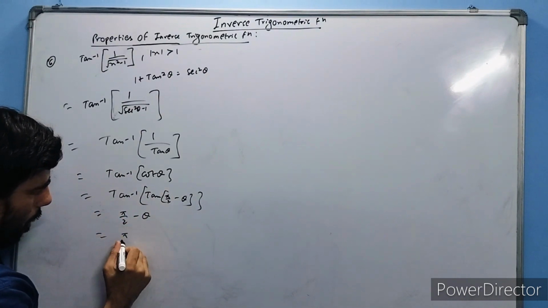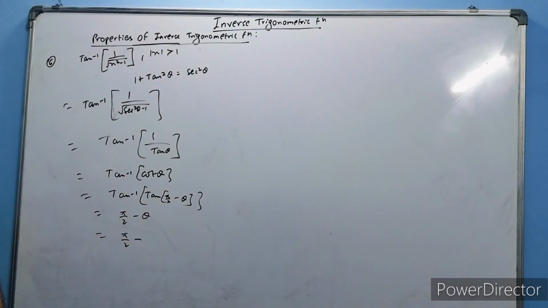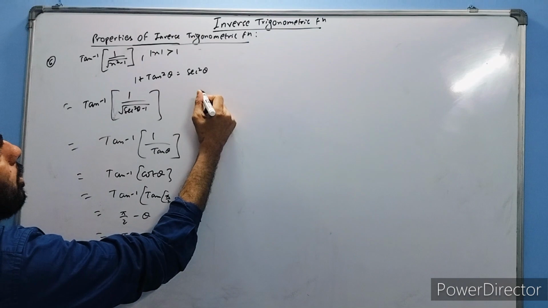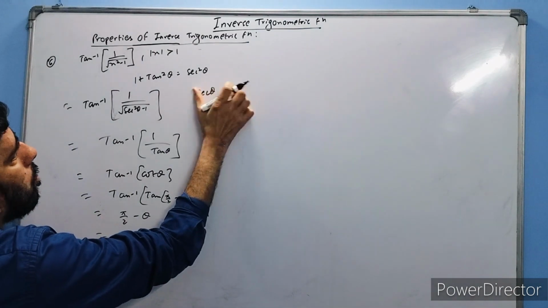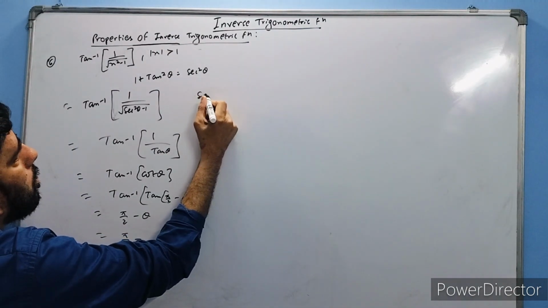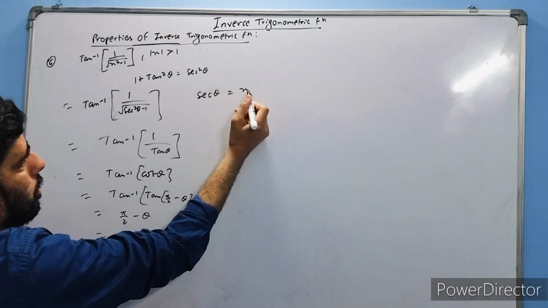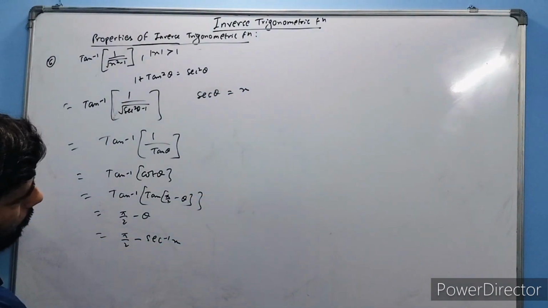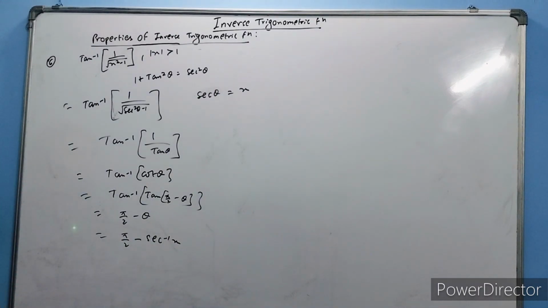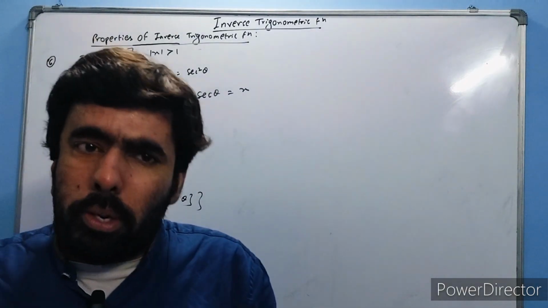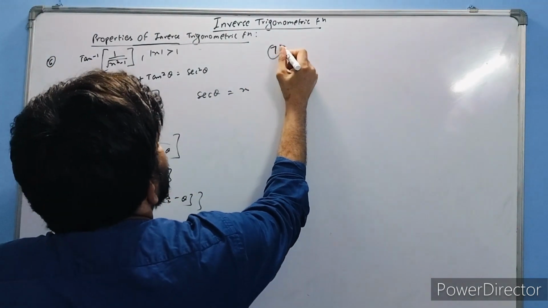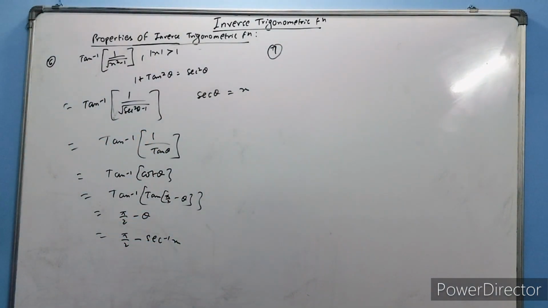So I have pi by 2 minus theta. What is theta here? I have taken sec theta is equal to x, so theta will be sec inverse x. That is how we solve the question. Now let us try to solve the seventh question we have.